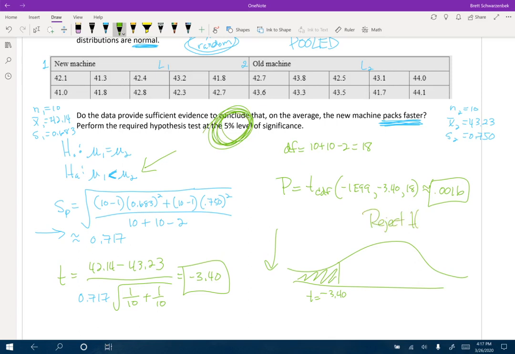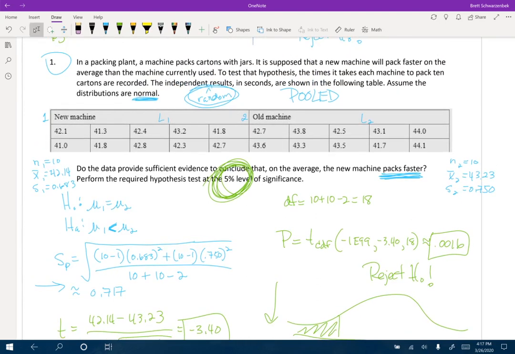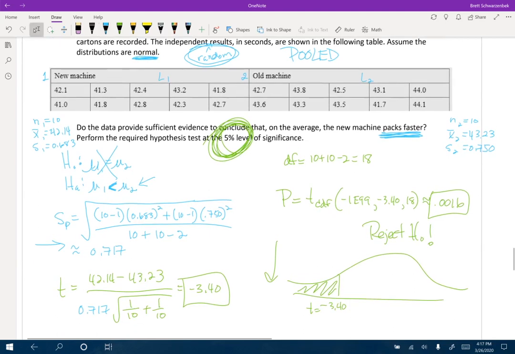So what does that mean if we go over to our null and alternative over here? Our null was basically saying that the new and the old machine are not any different, right? So the new and the old machine over here are not different, whereas they're the same time for packing. Well, we rejected that, and we are now stating that the new machine definitely packs faster than the old machine. So understanding what you actually say there is important.